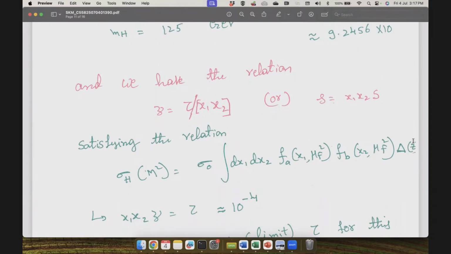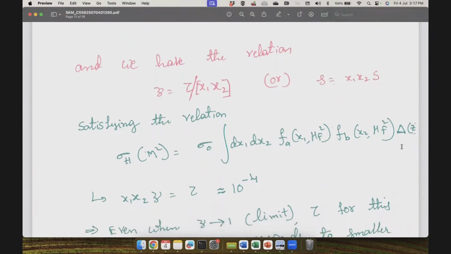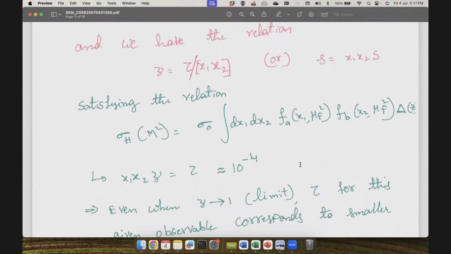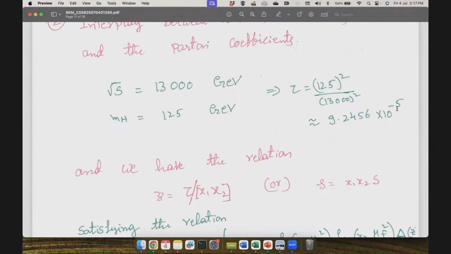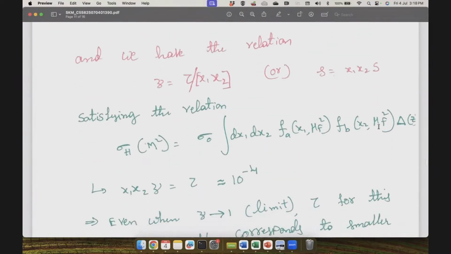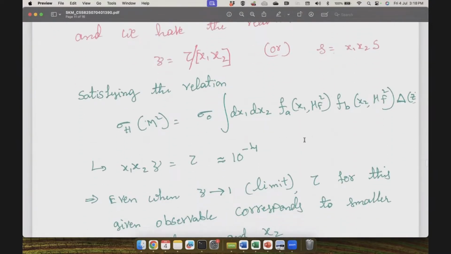So you can have these parton level coefficient functions, delta of z, all the parton level contributions, which can be expanded as a series in perturbation theory. But these parton level coefficient functions need to be convoluted with these things. Subject to that, there is a condition that x1 times x2 times z should be exactly equal to tau. In this particular case, we have seen that tau is something close to 10 power minus 4. So this kind of relation it has to satisfy.